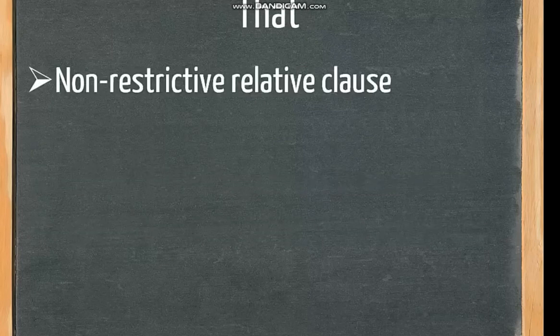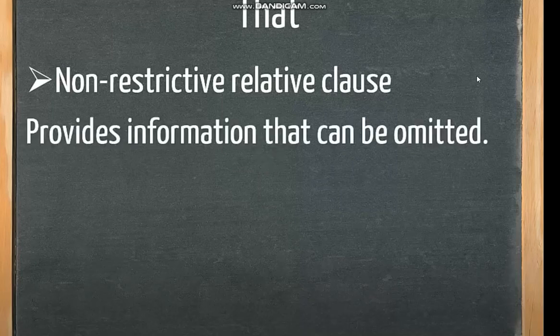Now let's take a look at that. In order to use that, we need to find out whether the clause that we use as a relative clause is non-restrictive or restrictive. A non-restrictive relative clause provides information that can be omitted, so information that is not essential for the sentence to make sense. So that is not used for information which can be omitted.